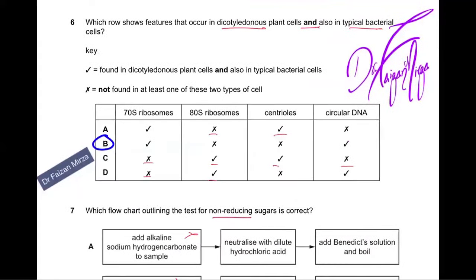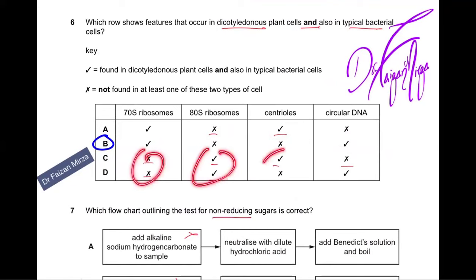Which row shows the features that occur in dicot plants and in typical bacterial cells? So both must qualify for the answer. 70S ribosomes are present in both. 80S ribosomes are present in one but not the other. Centrioles are present in both? No, they are not, so this is wrong here. B is the only option which says 70S ribosomes are there, 80S ribosomes are uncommon in both, centrioles are uncommon, and circular DNA is common to both. Yes, so option B is the only correct option.